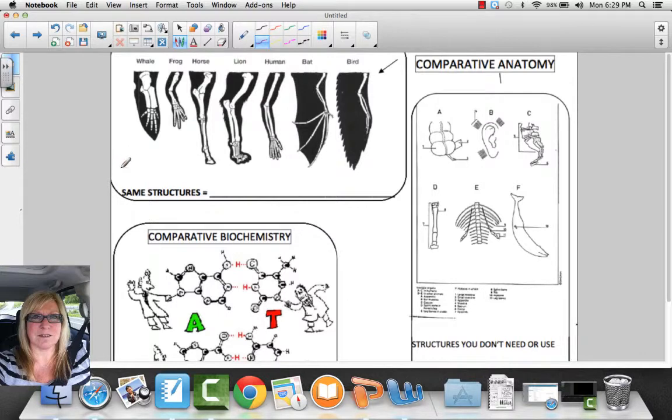So what do we call things or species that have similar structures? Here you can see that the whale, the frog, horse, human, bat, all have the same structure here. These are called homologous structures. It's actually one of your vocabulary words. And basically what it means is similar structures in distantly related species.